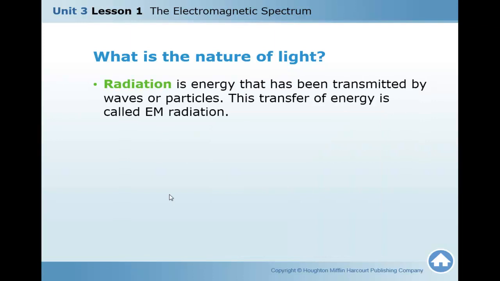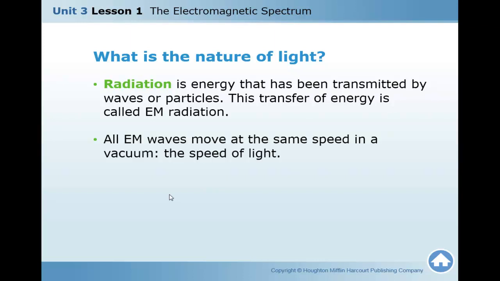We have another meaning, radiation. Radiation is energy that has been transmitted by waves or particles. This transfer of energy is called EM radiation. So we call it EM or electromagnetic radiation. All electromagnetic waves move at the same speed in a vacuum, the speed of light.